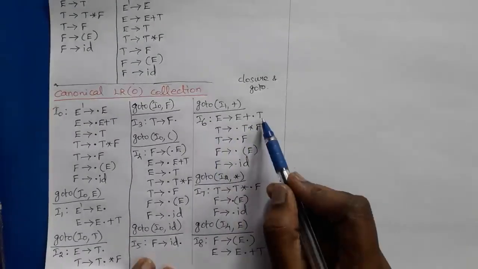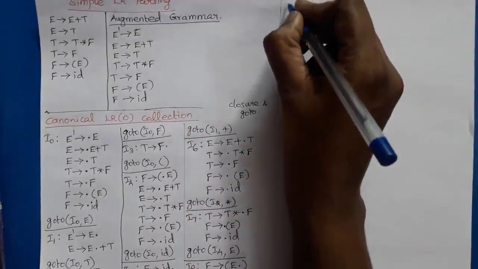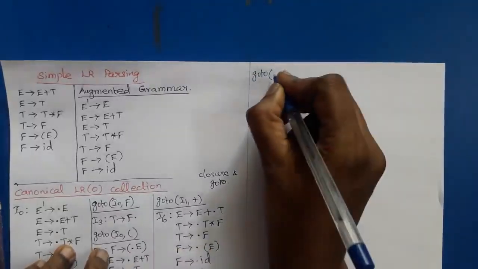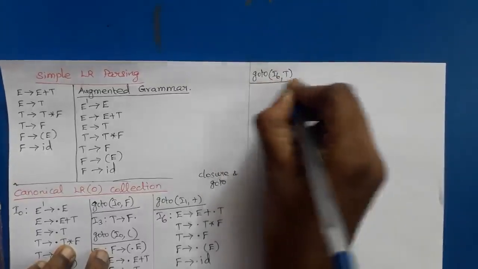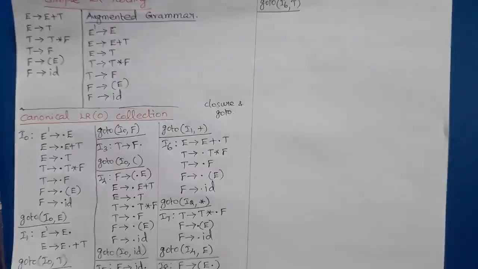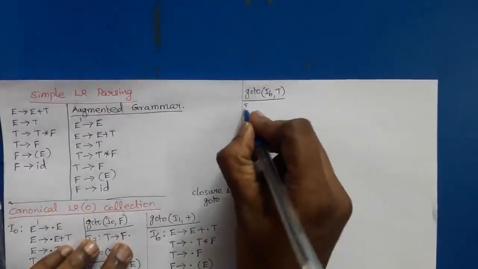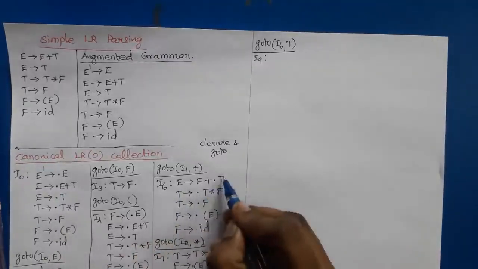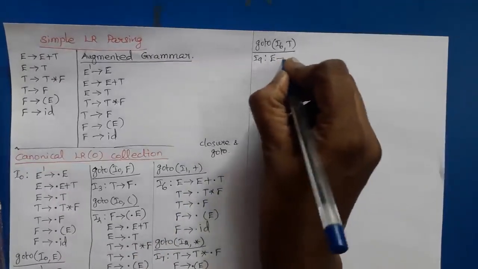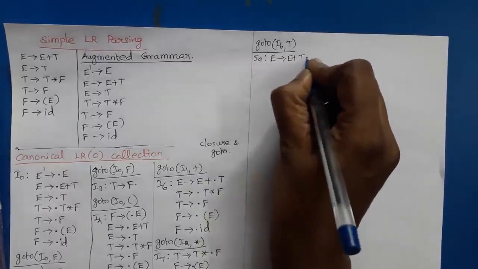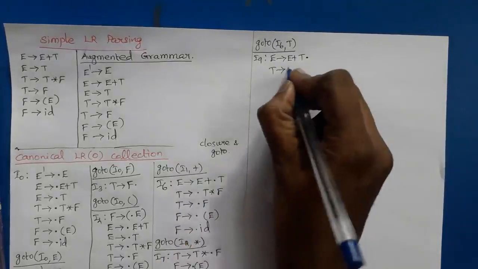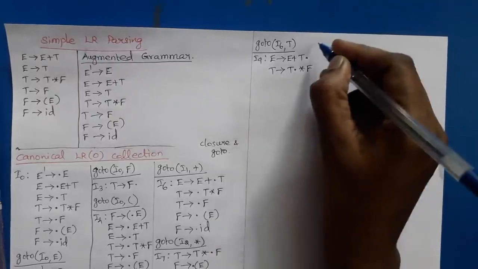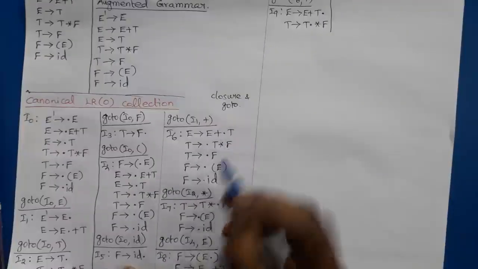Now consider I6 and T. So this is the new item. So we have to write go to I6 comma T. So this is item number 8. Item number 8 is dot followed by T. So we have to check dot followed by T in two cases. So E tends to E plus T dot and T tends to T dot star F. Then dot is at the end of the production, dot followed by the terminal symbol. So leave it.